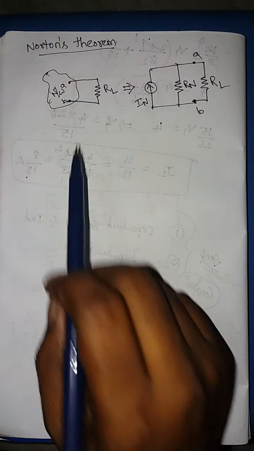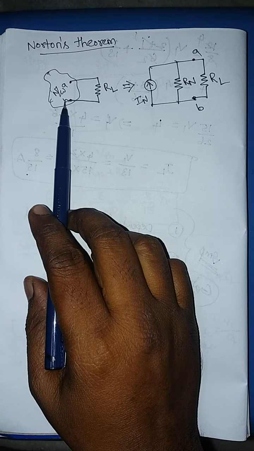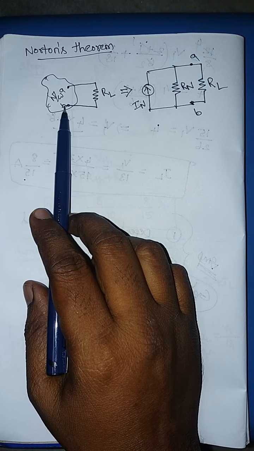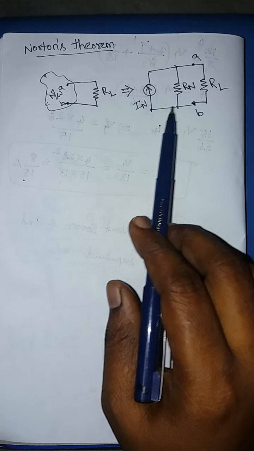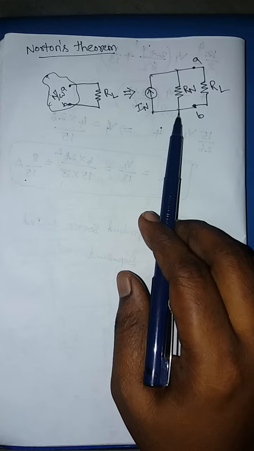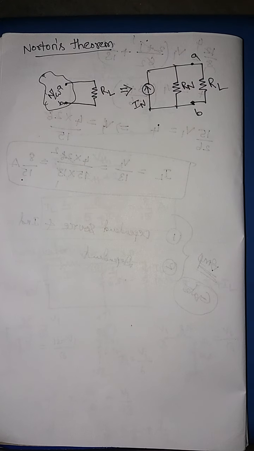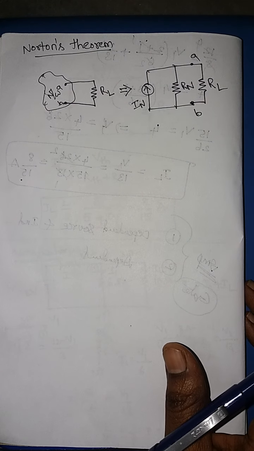So now you tell me, what is Norton's theorem? What is the statement of Norton's theorem? Any linear bilateral two-terminal network can be replaced by a single current source connected in parallel with a single resistance across the load terminals.